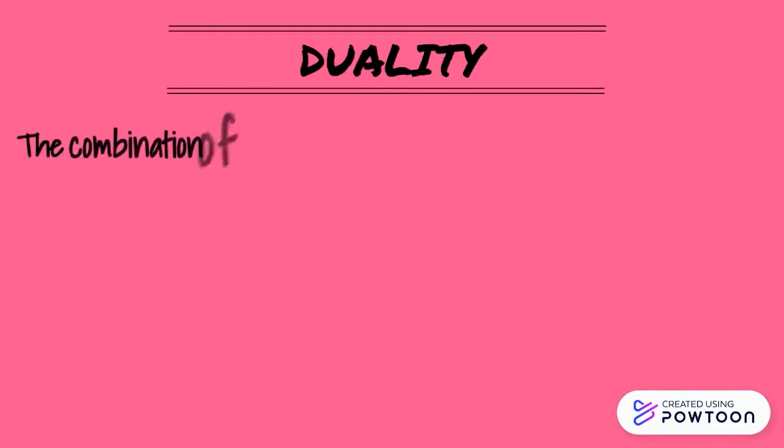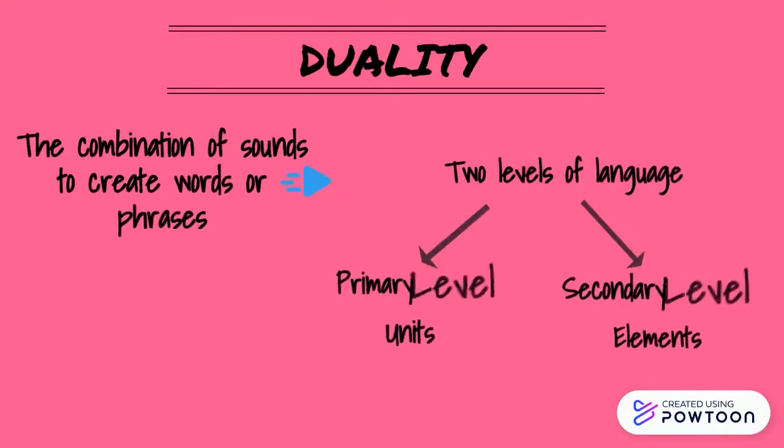Duality refers to the different sounds that are combined to create words or phrases. As the name itself suggests, duality involves two levels of language, the primary level consisting of units and the secondary level consisting of elements. When we talk about elements, we refer to items in isolation, such as consonants or vowels, which do not have meanings on their own. However, by combining these elements, we create units. Not only does the element change in each unit, but also their meanings.